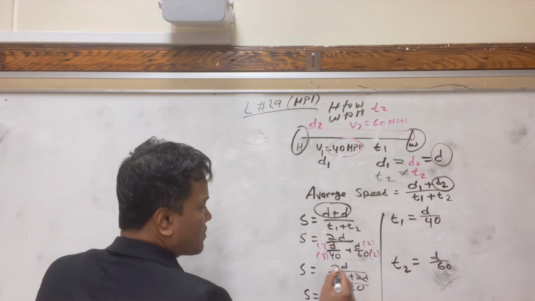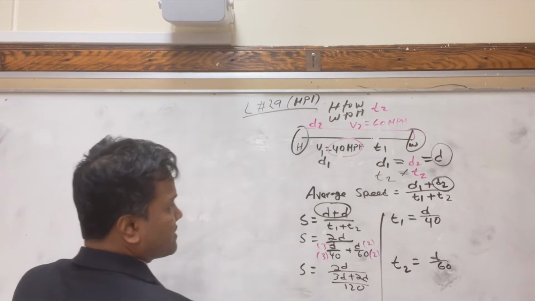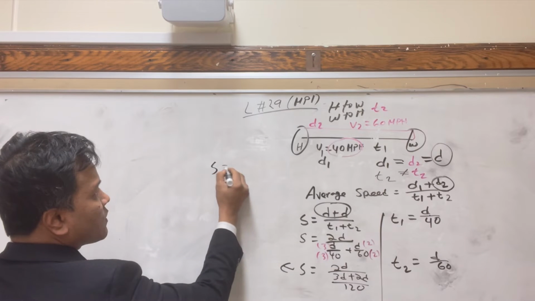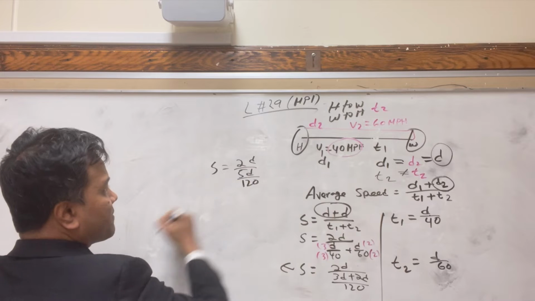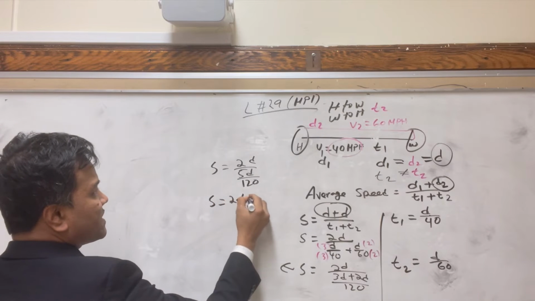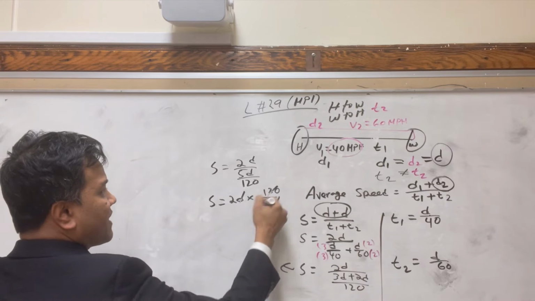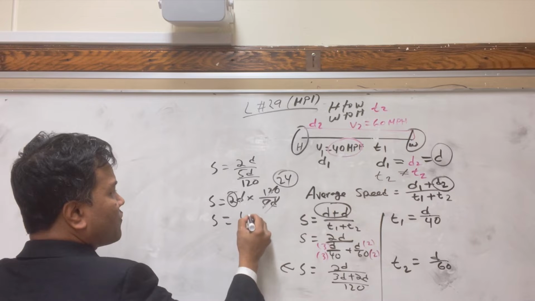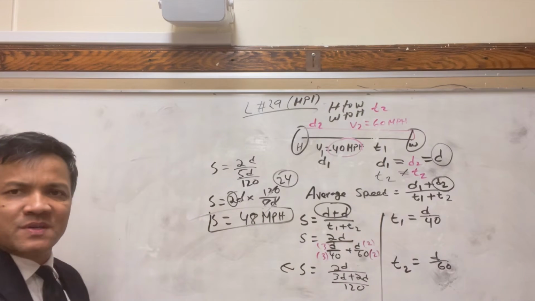So s is equal to 2d over 5d over 120. All right, so s is equal to 2d times 120 over 5d. The d's cancel, 5 goes into 120 24 times, so s is 2 times 24, 48 miles per hour. So this is the average speed we are talking about.